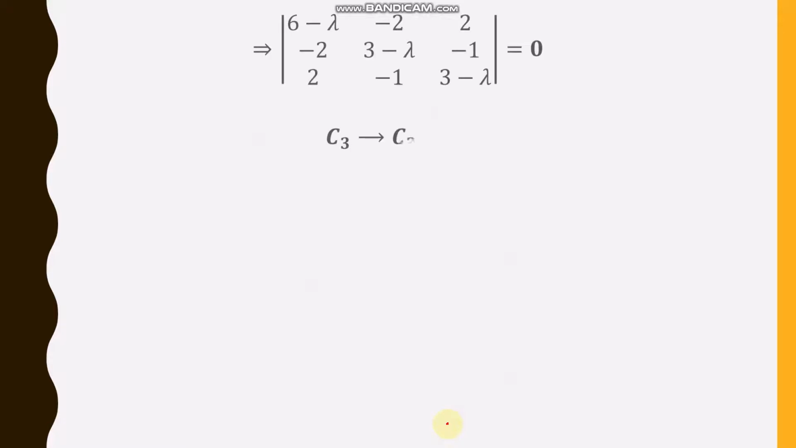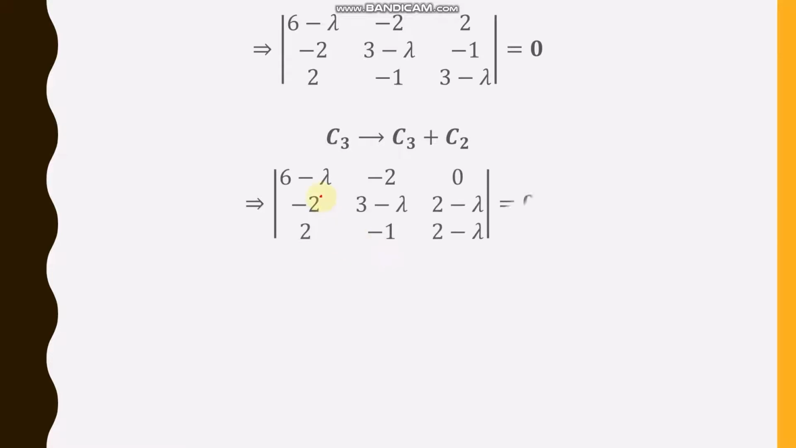To make the calculations easier here, I'll apply some transformations. So I can apply the transformation C3 goes to C3 plus C2. This will help me to open up the determinant, so that's why I'm doing it. You can expand it your own way. So this will be equal to 6 minus lambda, minus 2, 0, because I'm applying the transformation on the third column. So minus 2 plus 2 will become 0 here, and 3 minus lambda minus 1 will become 2 minus lambda here.